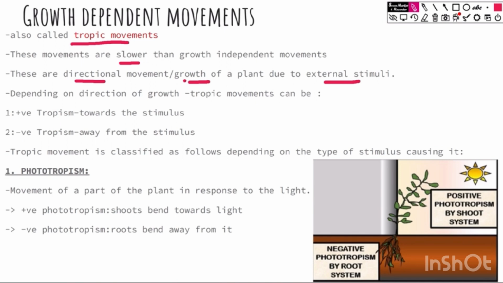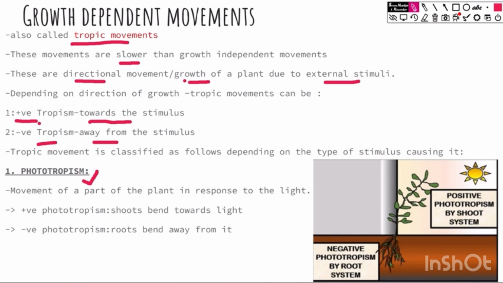We will see them in detail ahead, but before that, let's understand what is positive tropism and what is negative tropism. If I have something which is stimulating that growth, and the plant grows towards the stimulus, the tropic movement is said to be positive tropism. If the plant grows away from the stimulus, the tropic movement is said to be negative tropism. Now we will see what I mean by this, starting with phototropism.